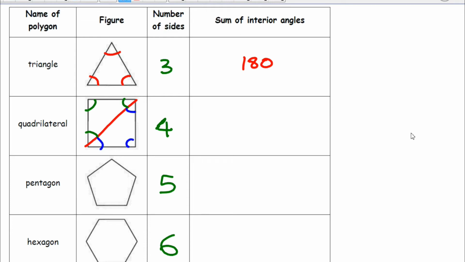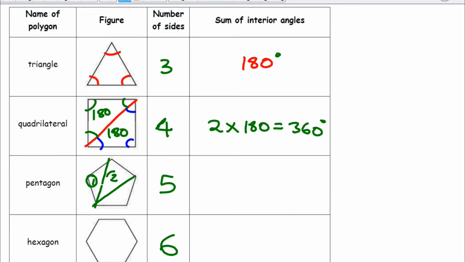Now, of course, you can see that the angles in the first triangle will be 180, and here it will be 180. So the sum of interior angles of this quadrilateral will be 2 multiplied by 180, which will give us 360 degrees. I'll do the same thing for this pentagon. So I'm going to draw a diagonal from one vertex and also another one. Now I have 1 triangle, 2, and then 3. So I have 3 triangles.